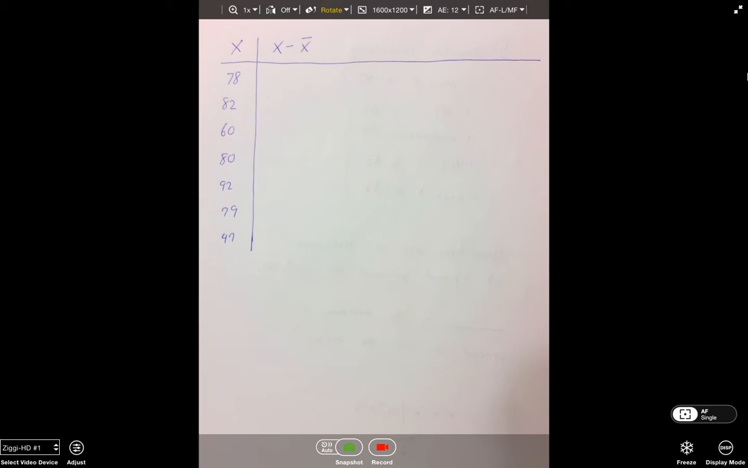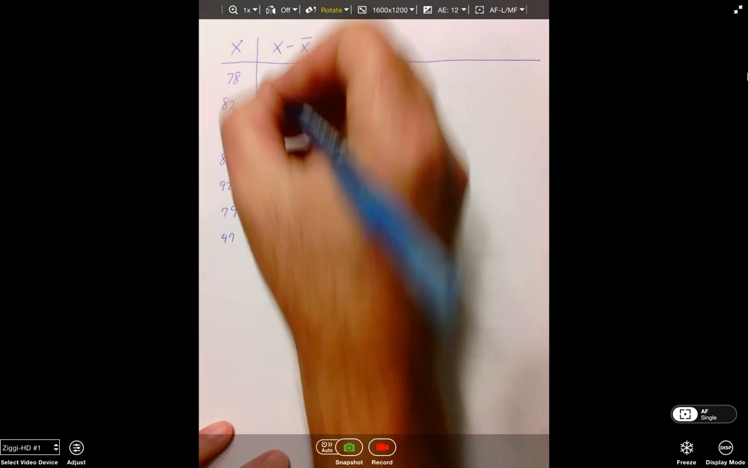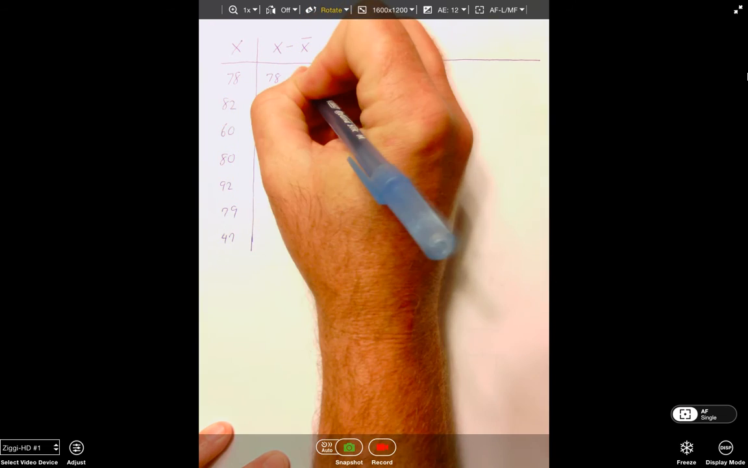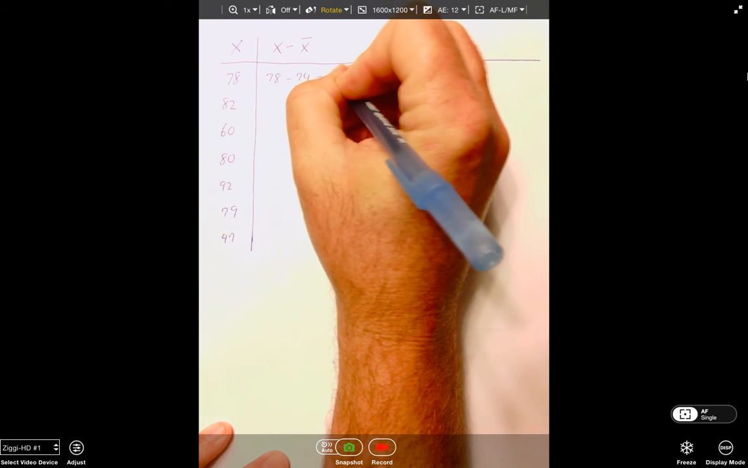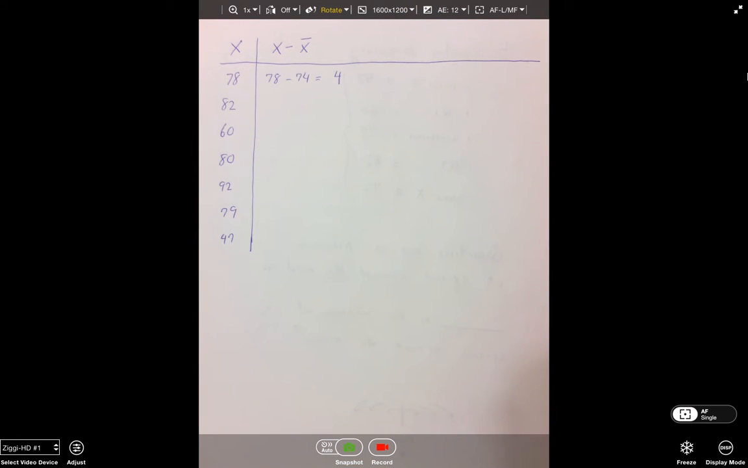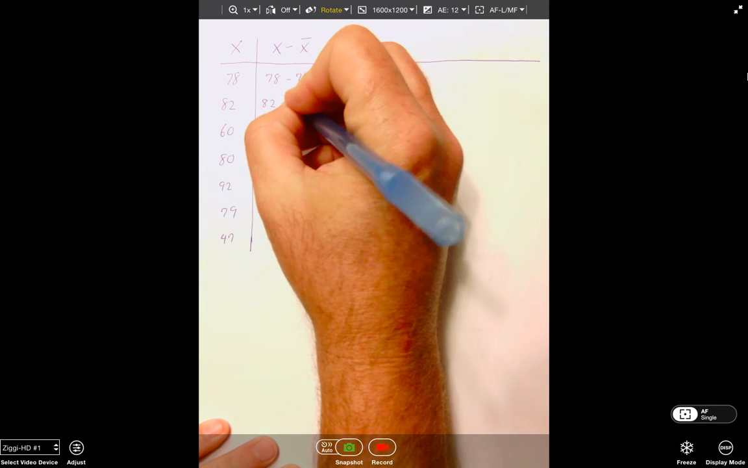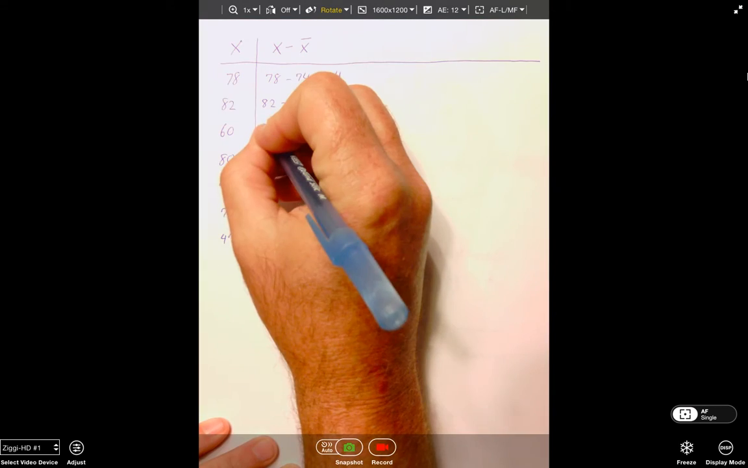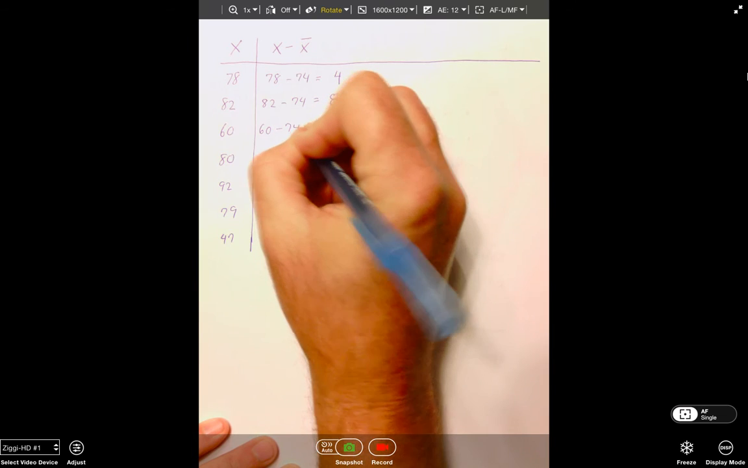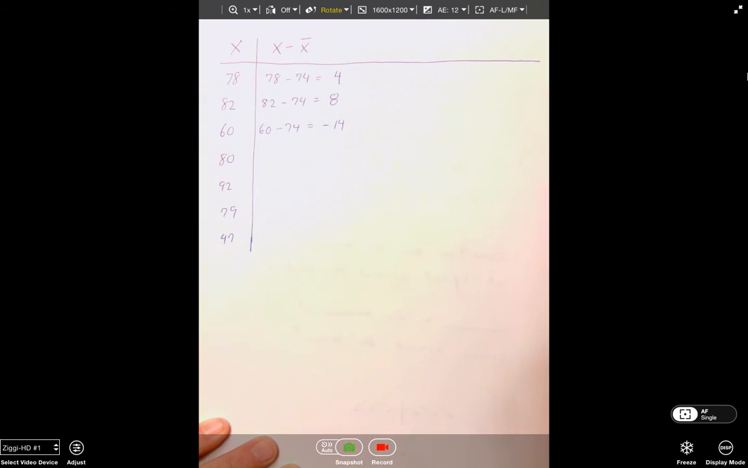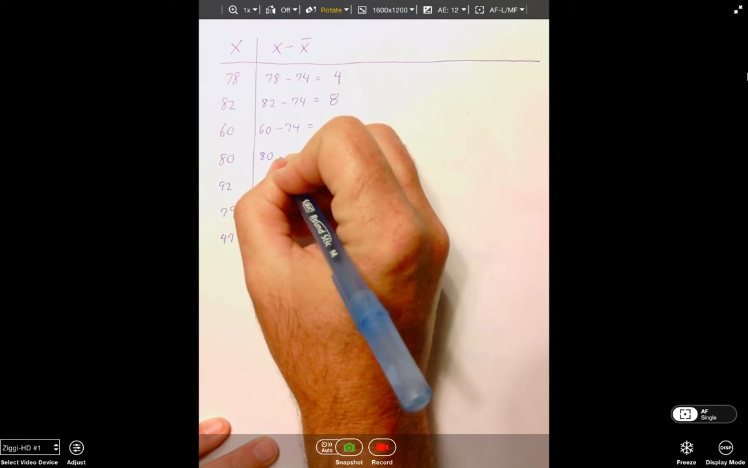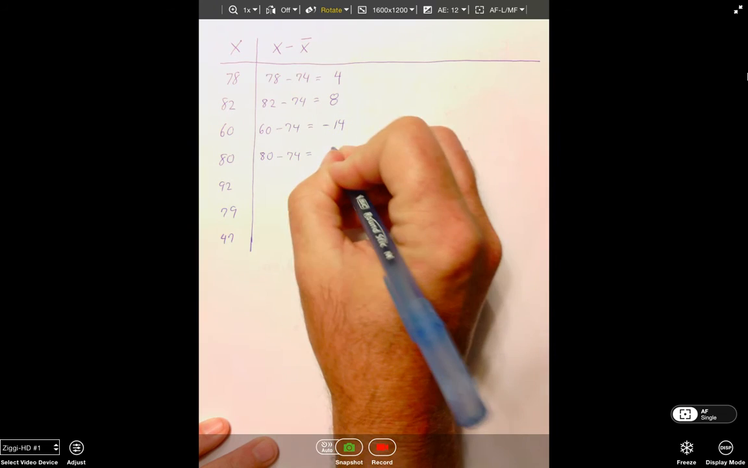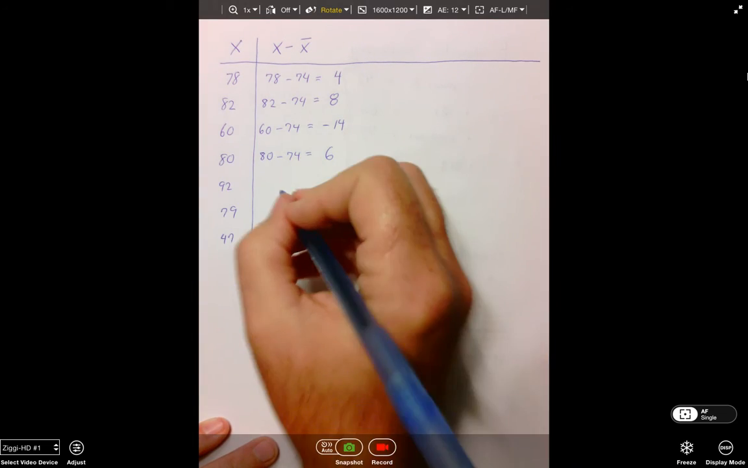Now, we saw earlier, guys, that the mean was 74. So this first observation, 78, if we subtract 74 from it, gives 4, which tells us that 78 is 4 units above the mean. 82 minus 74 tells us that this score is 8 units above the mean. 60 minus 74 gives us a negative 14, so it tells us that 60 is 14 units below the mean. So you probably see what they were trying to accomplish here. So that's 6 units above the mean.